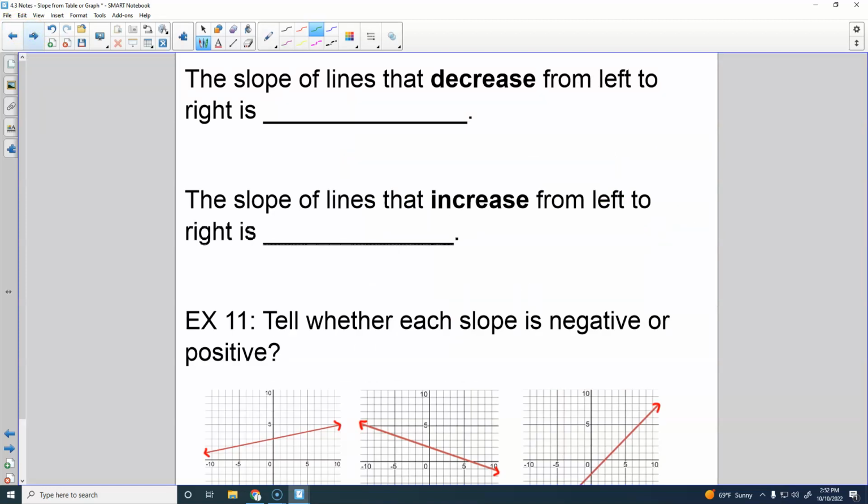All right, the slope of the lines that decrease whenever you're going from left to right, what can we say? It's going to be negative every time. So if you have a decreasing line as you go from left to right, it needs to have a negative slope. If you do not get a negative slope, you've messed something up. Okay? The slope of lines that increase from left to right, so if we have an increasing line, that's going to have a positive slope.